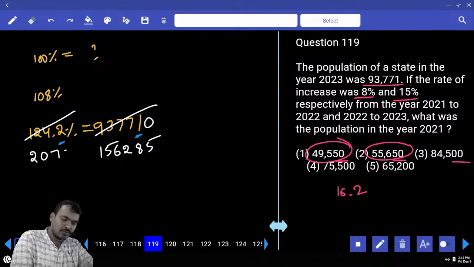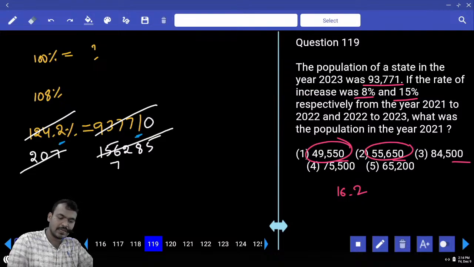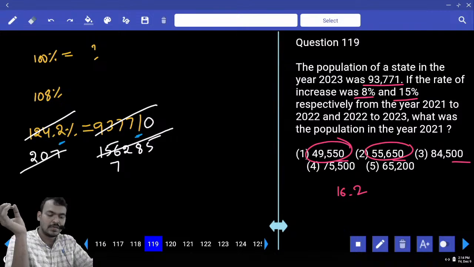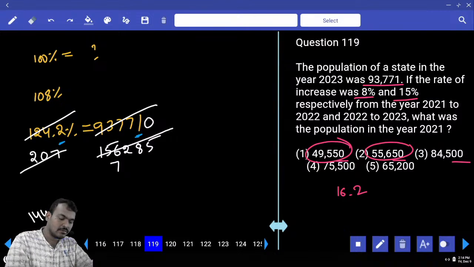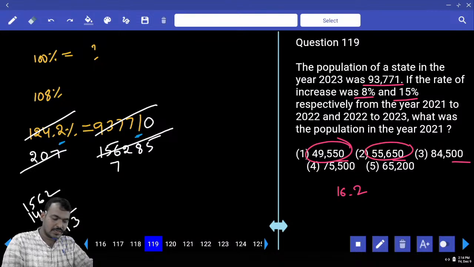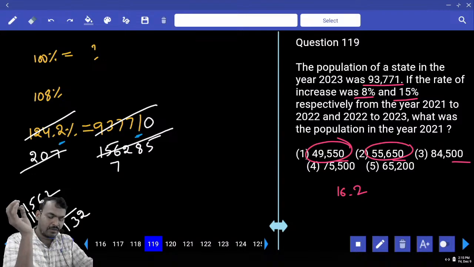Next 207. 207 how many times? Almost 7 times. 207 into 7 is how much? 1449. Out of 1562 we subtract 1449. 12 minus 9 is 3. 2 11, 5 minus 4 is 1, so it is 113. 1 1 3, then again 1 1 3 2. 207 again into 1 1 3 2.